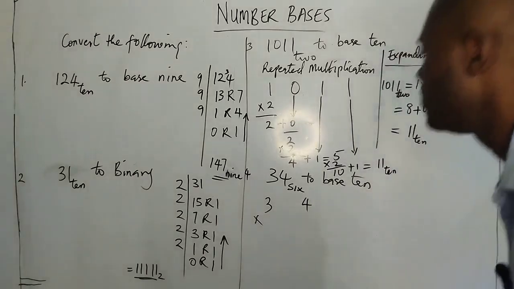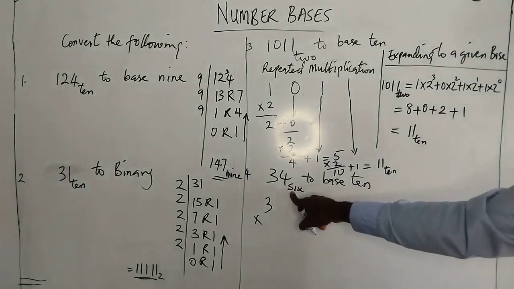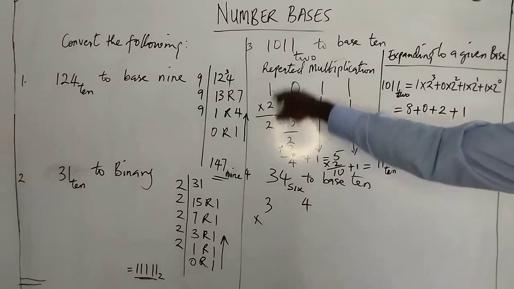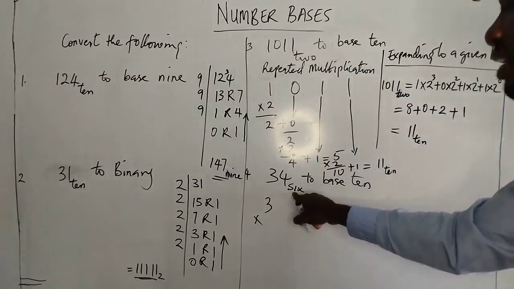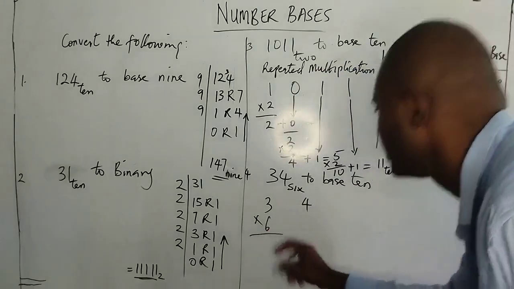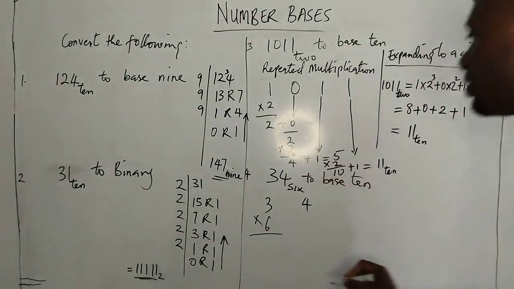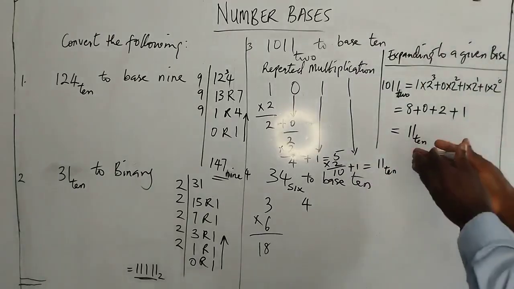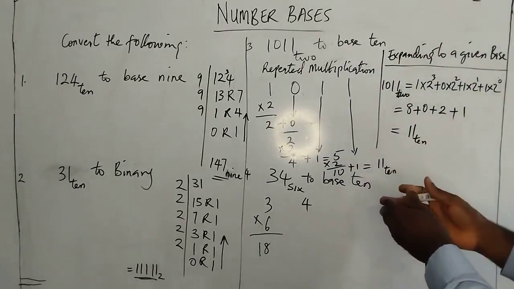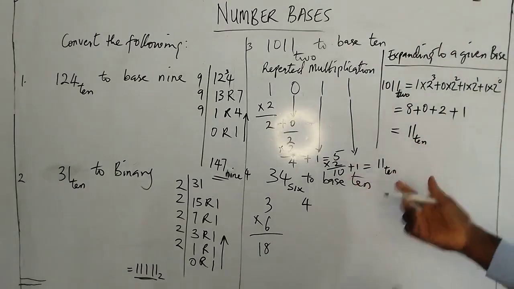What are we going to multiply with? We're going to multiply with the base number, which is 6. We use 2 here because 2 was the base number. We are going to use 6 now. 3 times 6 will give us 18. And remember the procedure. After multiplying, the next thing is to add.